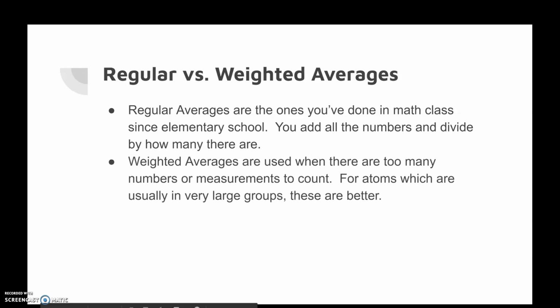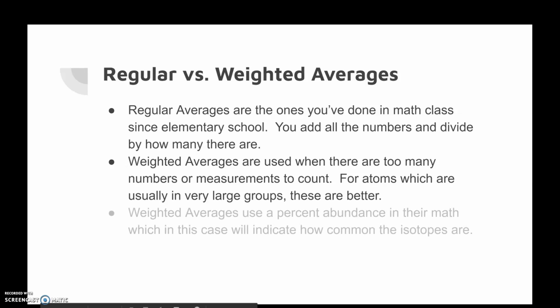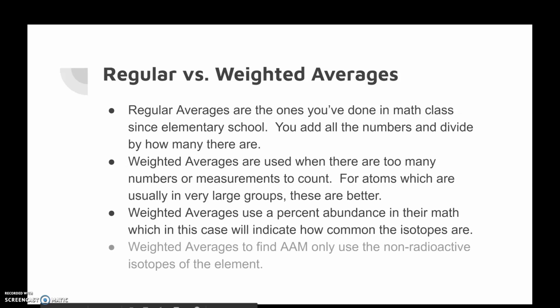Weighted averages are used when there's too many numbers or measurements to count, for atoms which are usually in very, very large groups. These are better. Weighted averages use percent abundance in their math, which in this case will indicate how common the isotopes are. Weighted averages to find AAM only use the non-radioactive isotopes of the element.